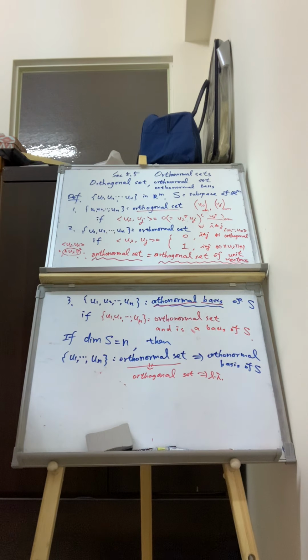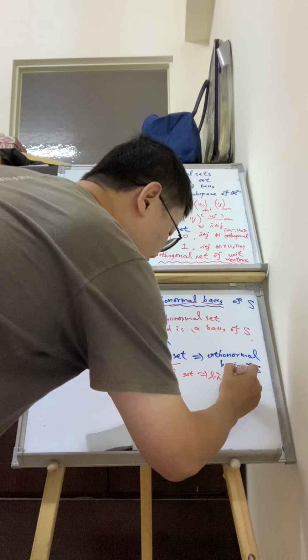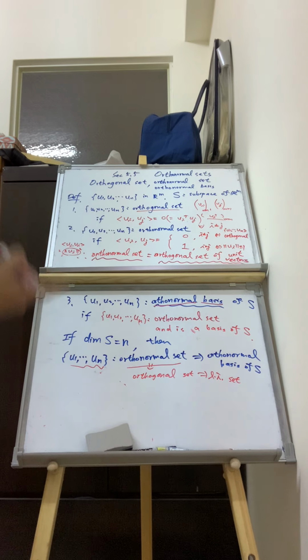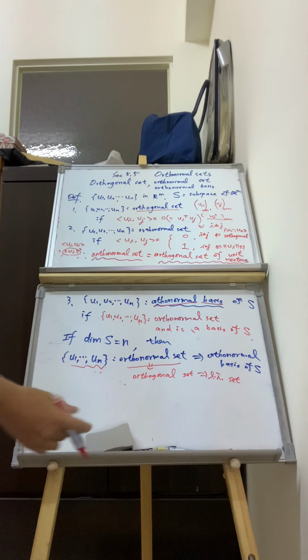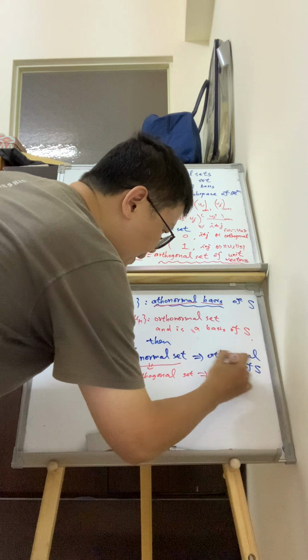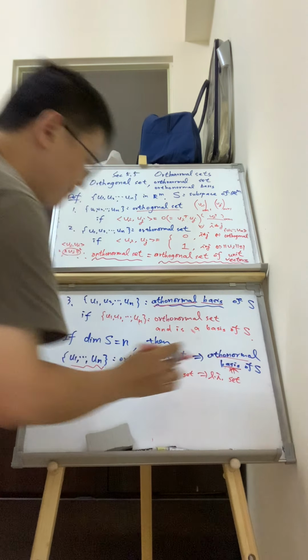So by linear independence, we have n vectors forming a linearly independent set. And n linearly independent vectors must be a basis. But it's an orthonormal set and a basis, so of course it's an orthonormal basis.